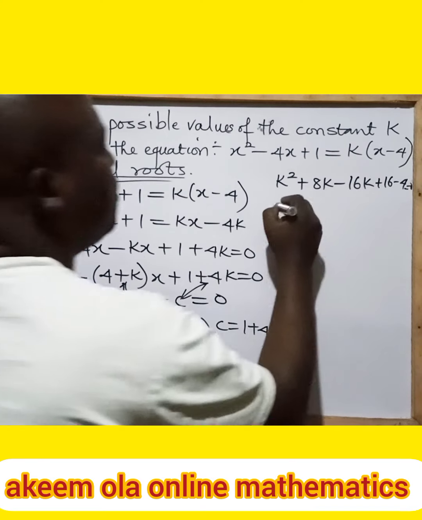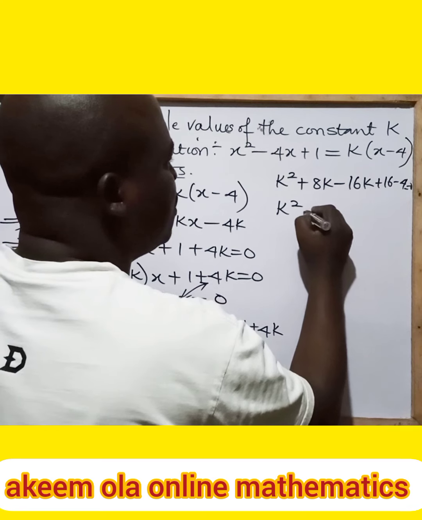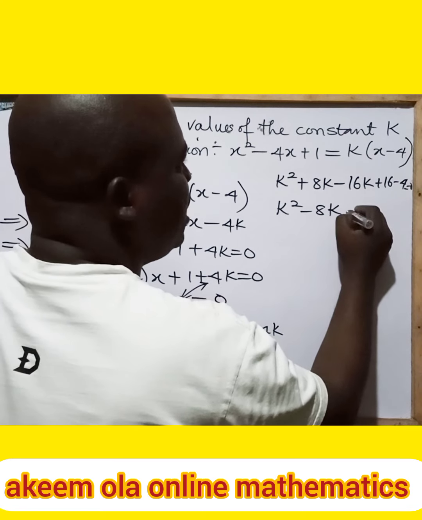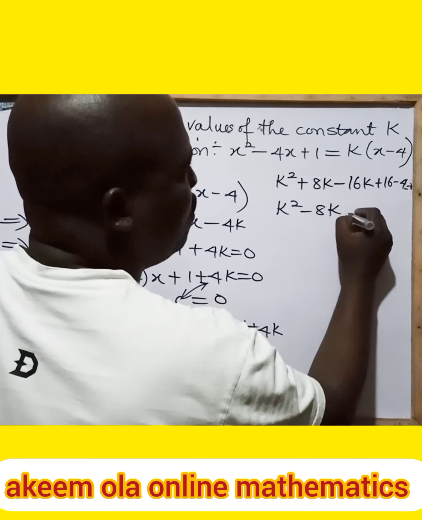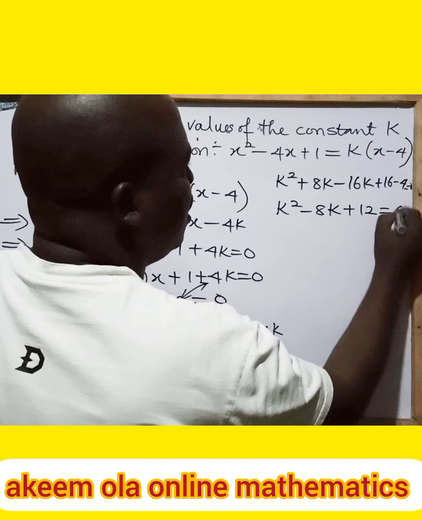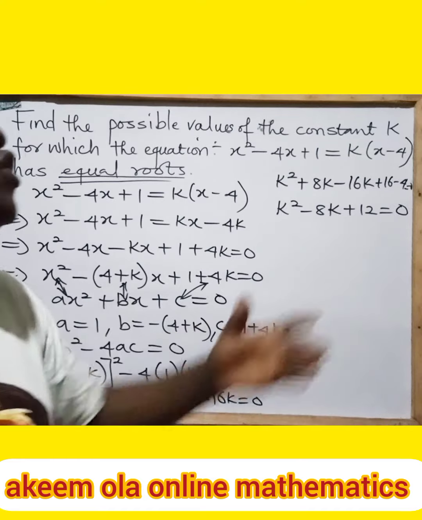That will now give us k squared. 8 minus 16 will give us minus 8k. Then 16 minus 4 will give us 12. We have plus 12 is equal to 0. Now we have k squared minus 8k plus 12 is equal to 0.